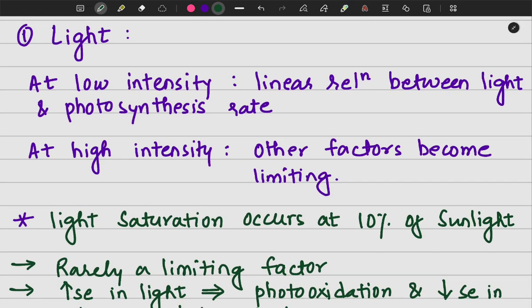Now, when we talk about light, then we have to consider different parameters like the quality of the light and the intensity of the light, as well as the duration of exposure of the plants to the light, right? So if we change the intensity of the light, then we observe that the rate of photosynthesis differs. If we keep the plant at low intensity light, then there is a linear relation between light and the rate of photosynthesis.